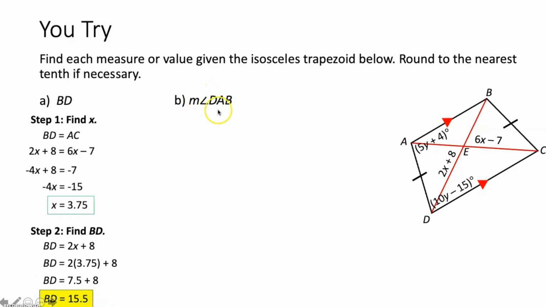Part B, we want to find the measure of angle DAB, which is this angle right here, whose measure we see is 5y plus 4. So I clearly need to find y first. I can then plug that in and get the measure of angle DAB.